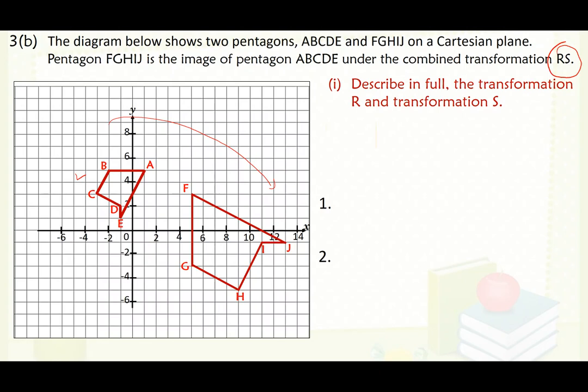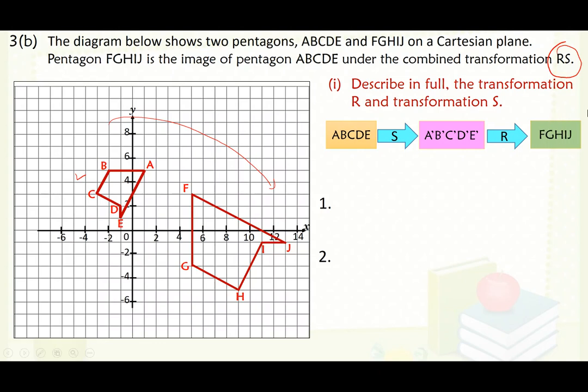So I know A, B, C, D, E will go through A prime, B prime, C prime, D prime, and E prime. It becomes the image. Then this one will just go through F, G, H, J, I. So I know this object will go through A prime, B prime, C prime, D prime, E prime, and then become F, G, H, I, J. The transformation starts from the back, so start from X followed by R.